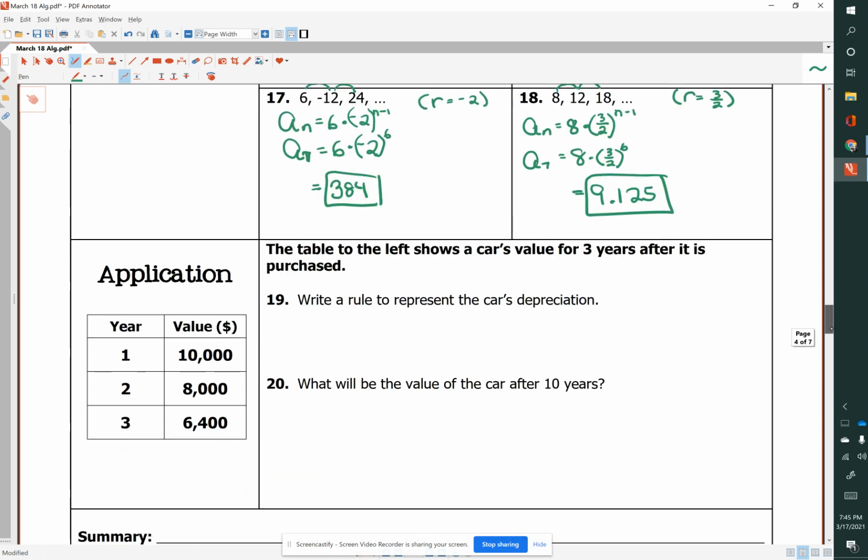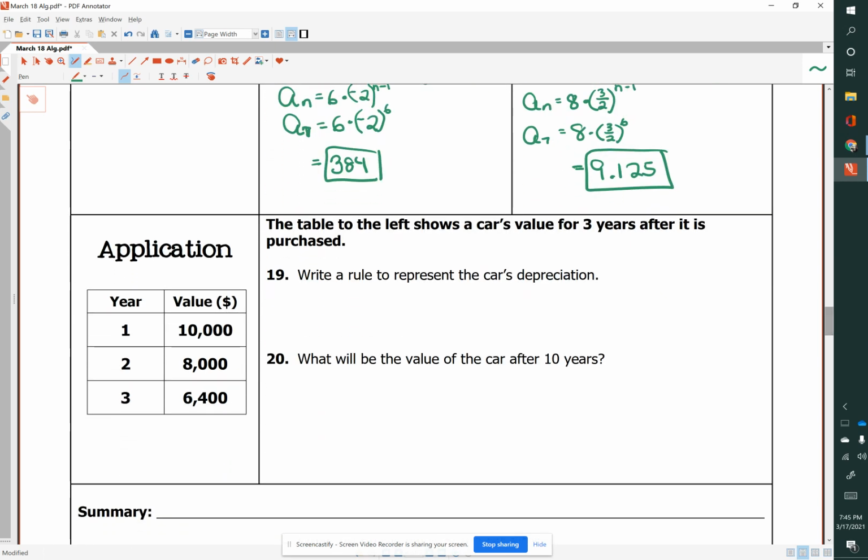So now let's try our application. The table here that I'm outlining in green shows a car's value for 3 years after it is purchased. First we're asked to write a rule to represent the car's depreciation. So we need to find out what the common ratio is. So, from 10,000 to 8,000 and from 8,000 to 6,400.